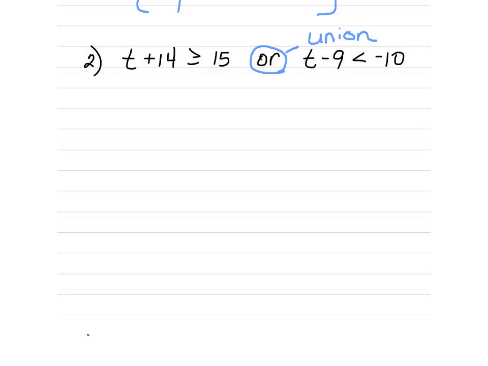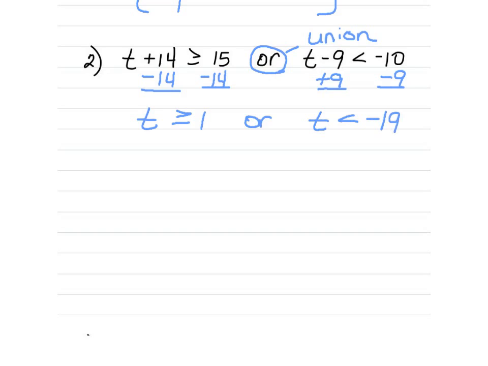So let's start here. T plus 14 is greater than or equal to 15. Let's subtract 14 on both sides. And I have T is greater than or equal to 1. Or T minus 9 is less than negative 10. Let's add 9 to both sides. And I have T is less than negative 10 minus 9, which is negative 19. Okay, so T is everything greater than or equal to positive 1, or T is everything less than negative 19.